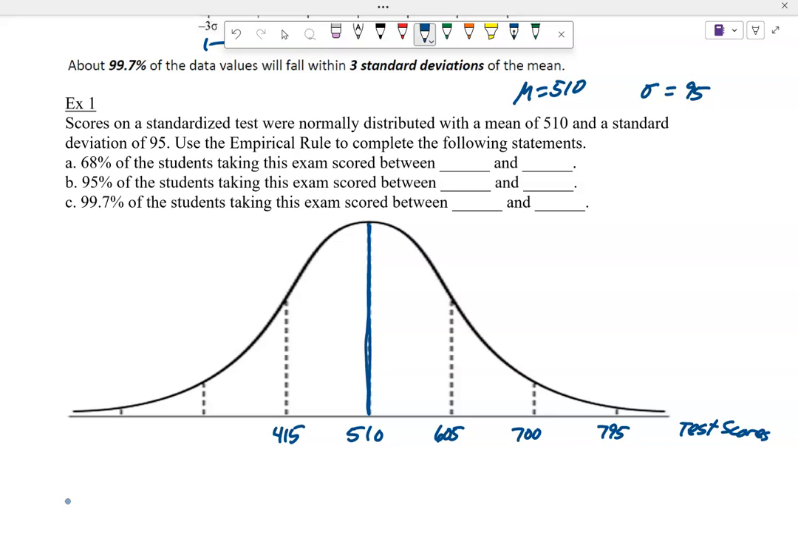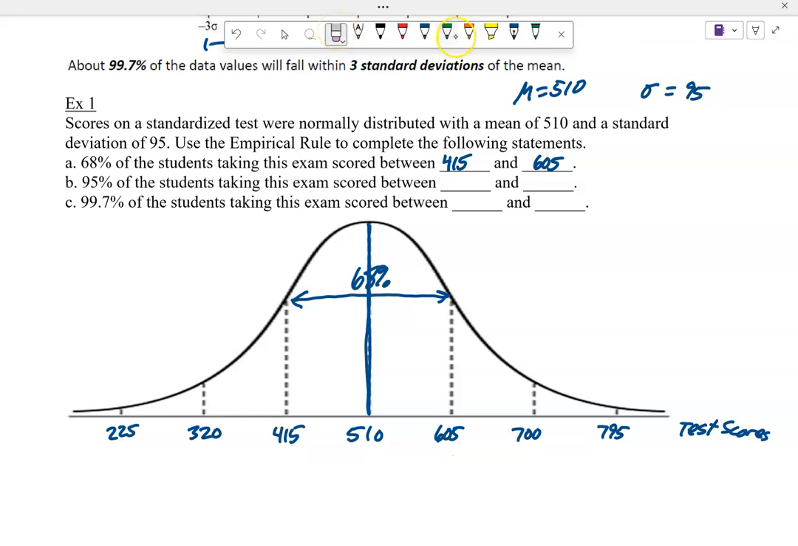Minus another standard deviation, so 415 minus 95 is 320. 320 minus 95, 225. Now let's throw our empirical rule on there. 68% of the students score between 415 and 605. That's 68, right? 68% of the students are scoring between 415 and 605.